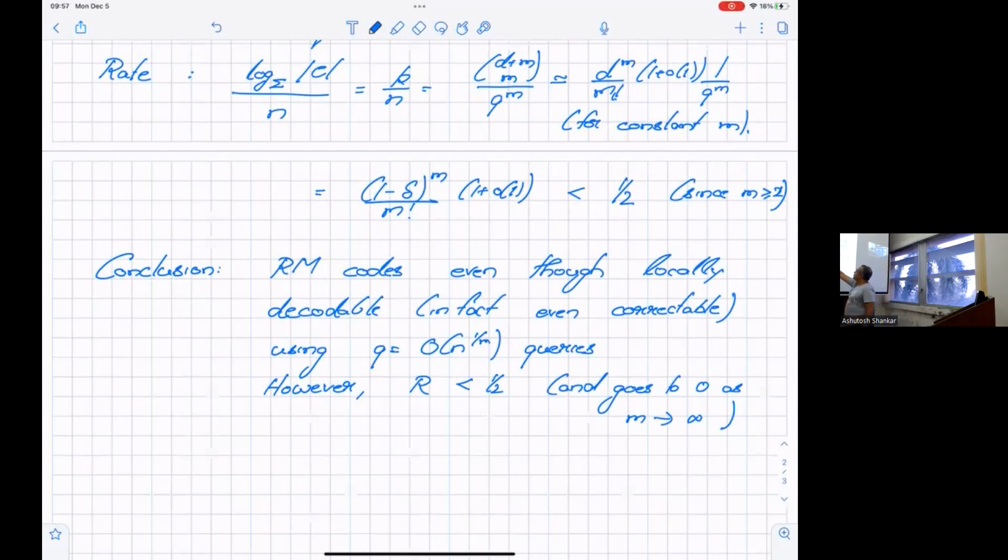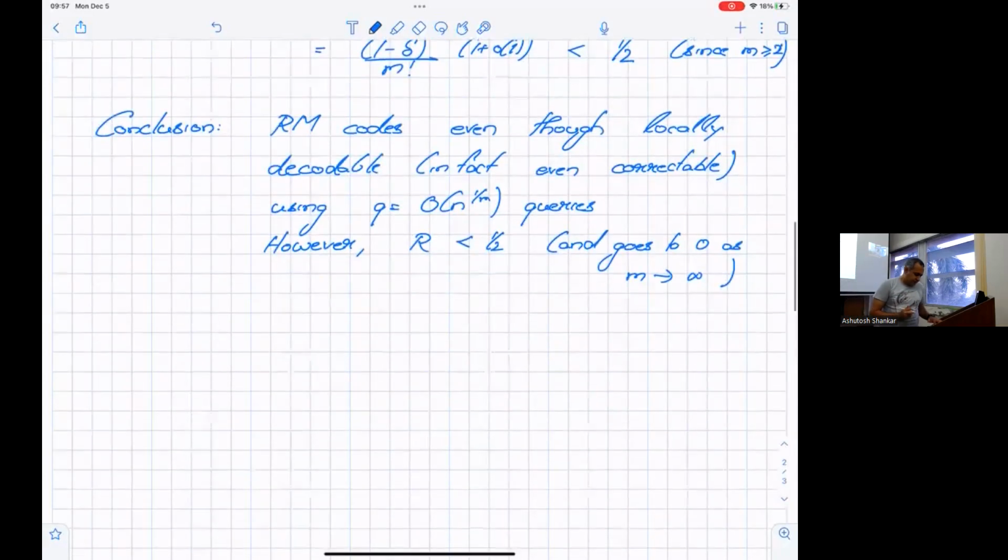So as n becomes larger, this is going to be very, very small. But no matter what, for every setting the rate is at most half. You never get rate better than half. So the question for us is, can we get rate better than half, rate going closer to one, and that's what we will see that the multivariate multiplicity code will achieve.